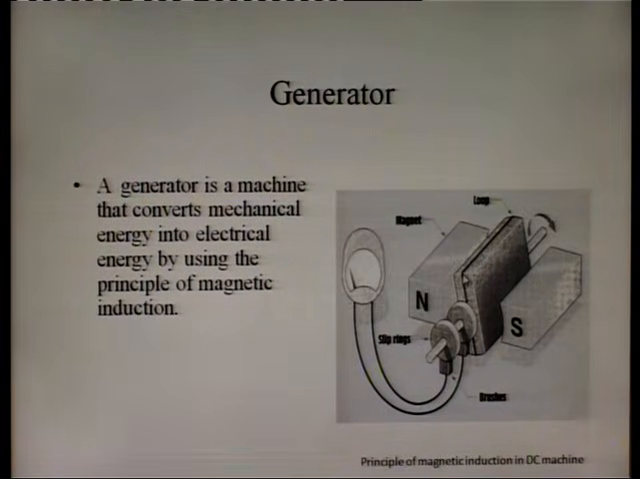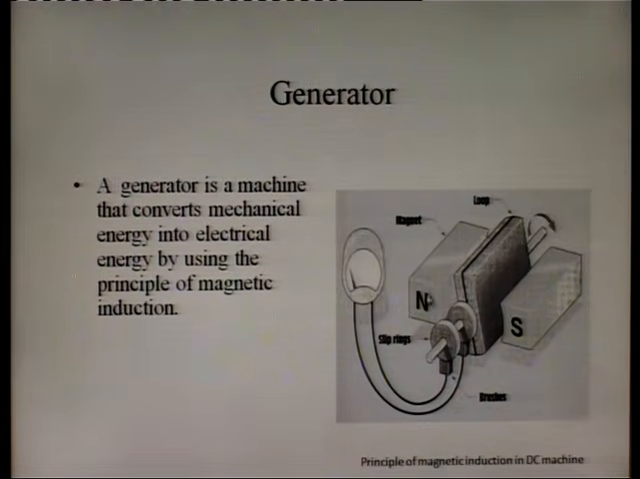So, first one is generator. Generator is a machine that converts mechanical energy into electrical energy by using the principle of magnetic induction. Basically it consists of two main parts, that is stator and rotor. Stator is a magnet and the rotating part is an elementary coil.